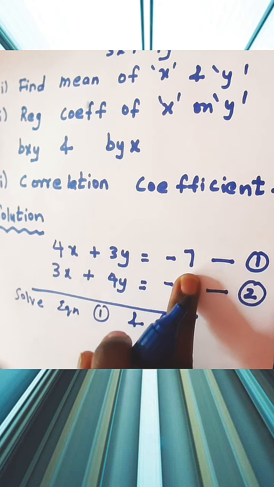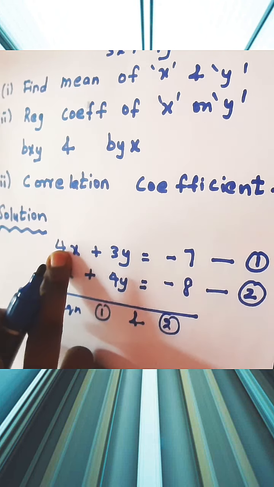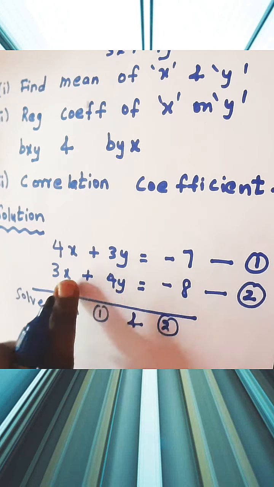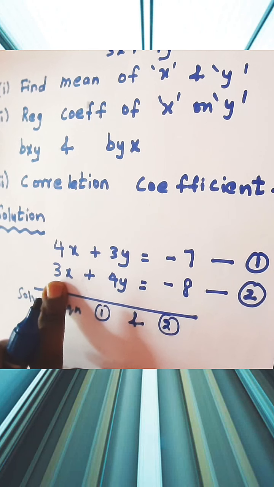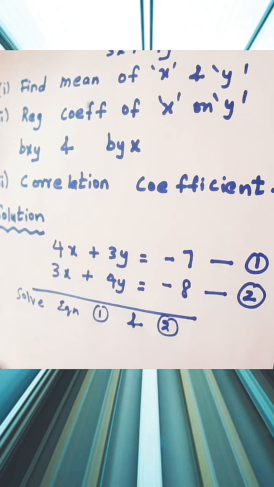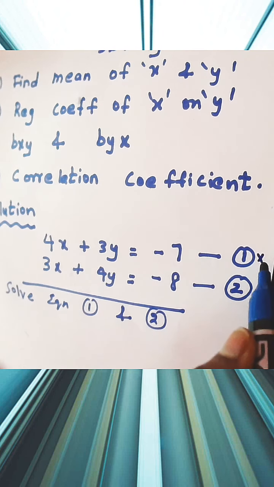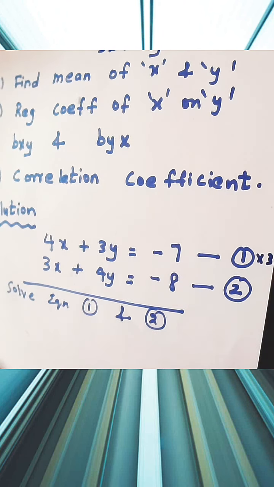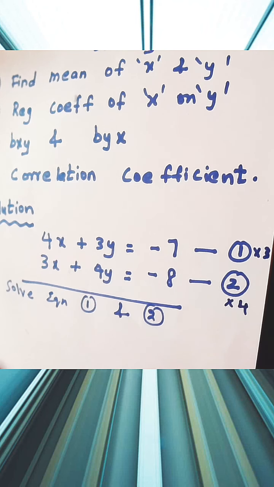We'll see equation 1. If I multiply equation 1 by 3, 3 4s are 12x. Similarly, if I multiply equation 2 by 4, 4 3s are 12x. And then I can change the sign and cancel it off. So we'll multiply equation 1 by 3, and equation 2 by 4.